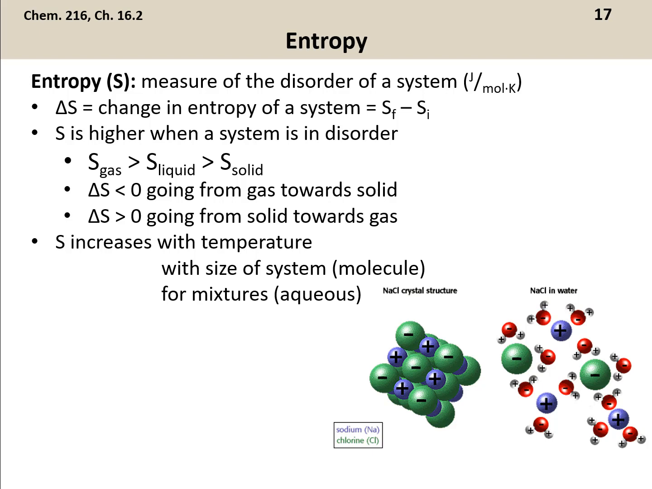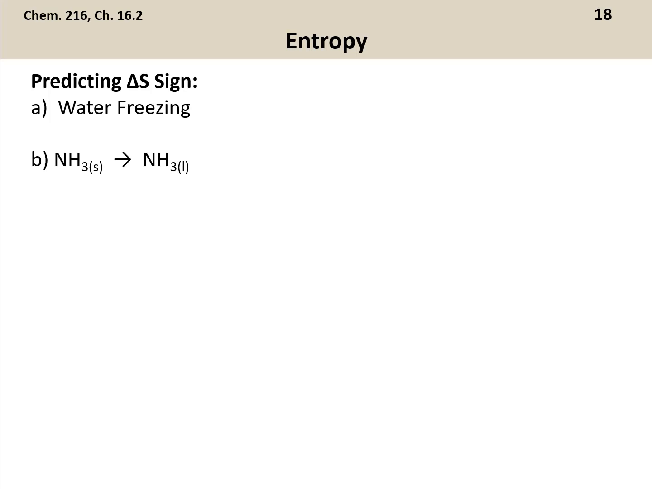In addition, S increases for mixtures. So look over here at NaCl and water. I have some sodium, that's the positive, I have some chlorine, my negative, and I have my water here. All of these make it very disorganized. So let's go through some examples. We can actually predict delta S for different reactions.